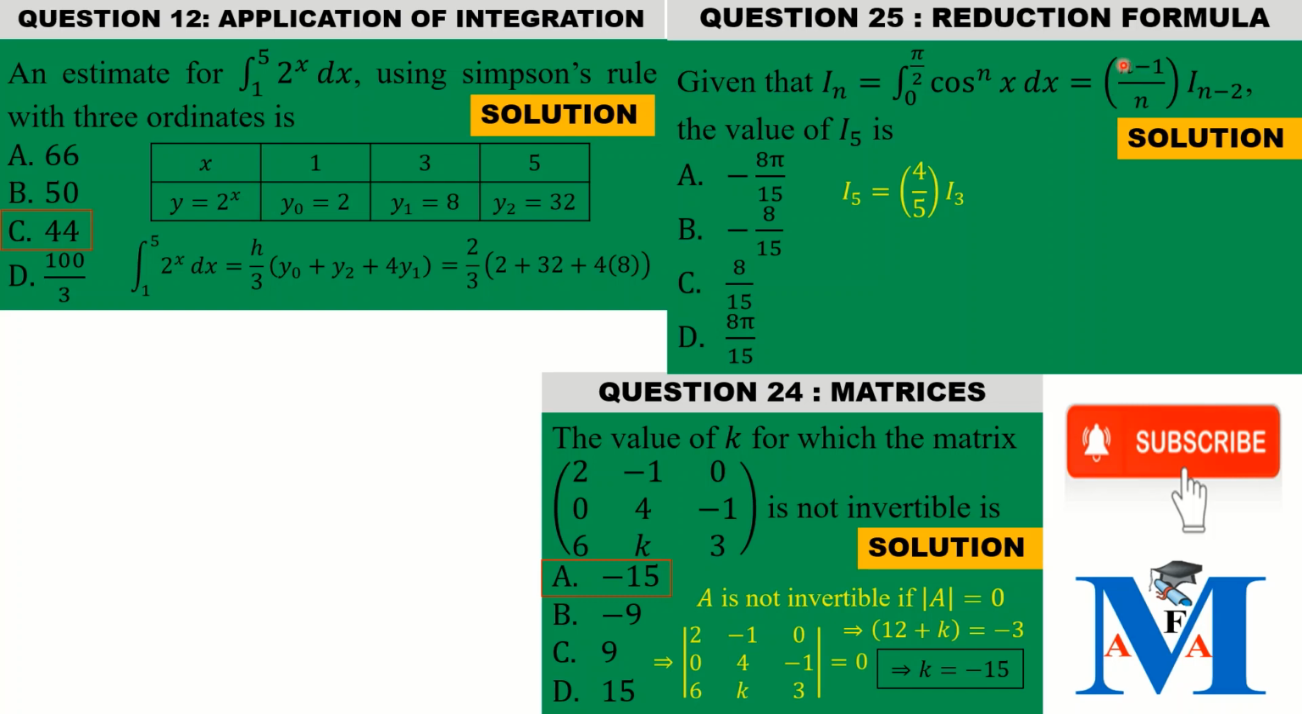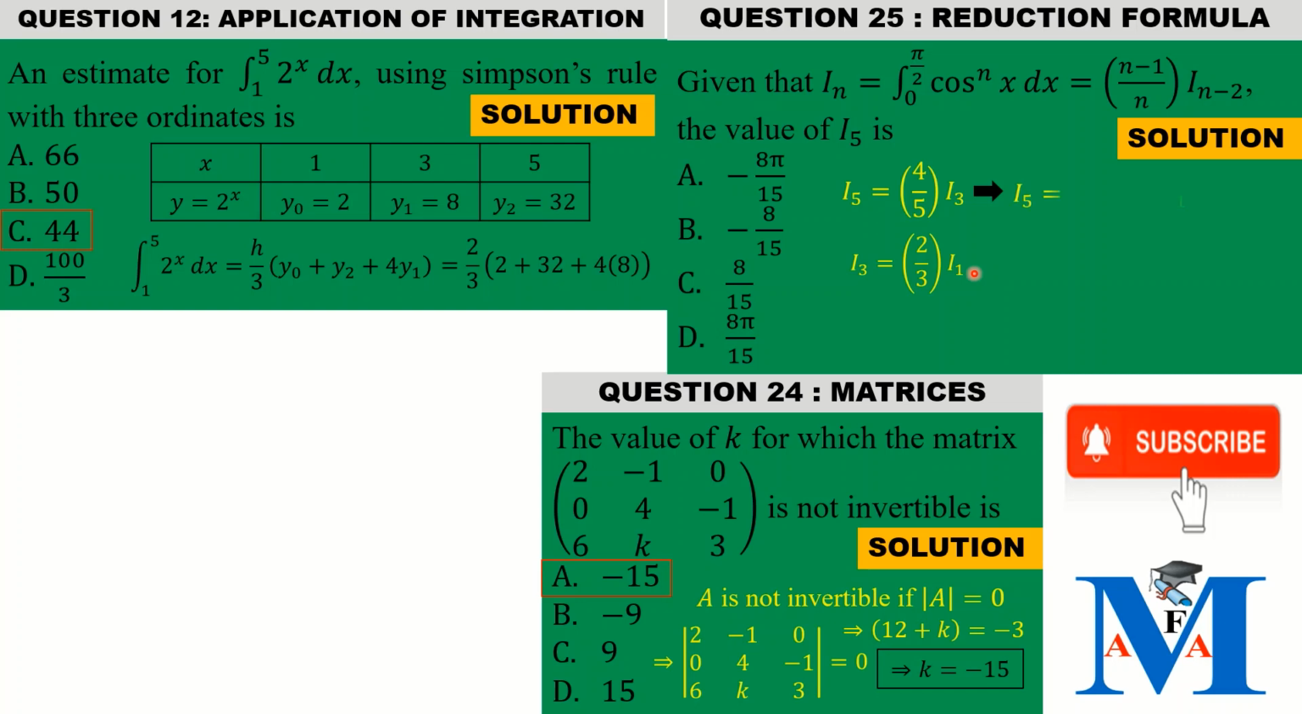So n equal to 5 here, we have 5 minus 1 is 4 divided by 5, times I of 5 minus 2, which is I3. So I5 is 4/5 I3. Now we need to compute I3. With n equal to 3, we have I3 is equal to 3 minus 1 is 2 divided by 3 times I of 3 minus 2, which is I1. So I3 is 2/3 I1.